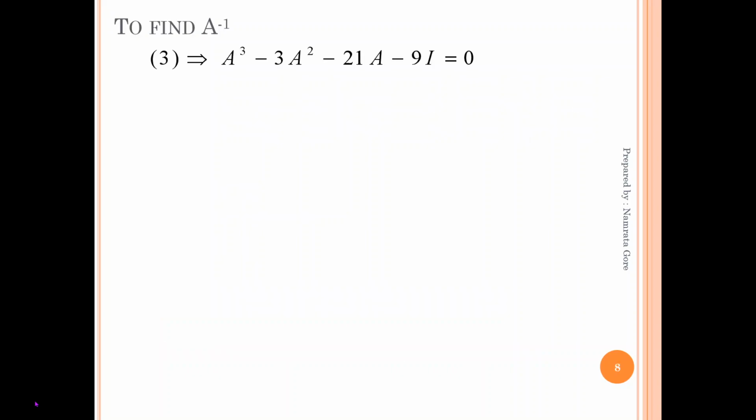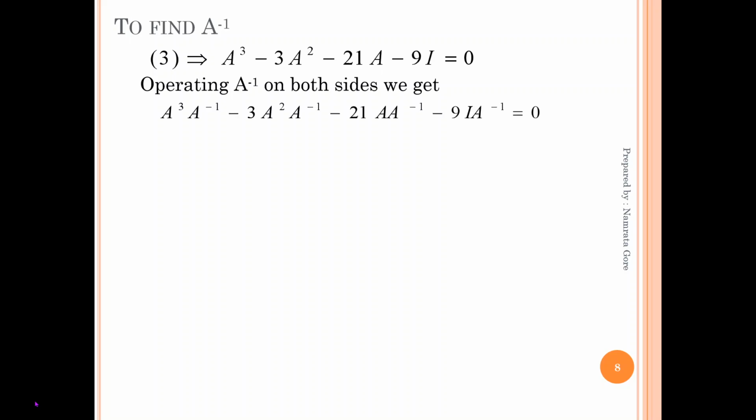Next, to find A inverse, we have used equation 3 and we will operate A inverse on both sides of equation 3. We'll get A cube into A inverse minus 3A square into A inverse minus 21A into A inverse minus 9I into A inverse. Operating A inverse with 0 on the right hand side gives you 0. Solving this, A cube into A inverse will be A square, A square into A inverse will be A, A into A inverse will be I, and I into A inverse will be A inverse. So this is the expression. Now from this we are going to find out A inverse.